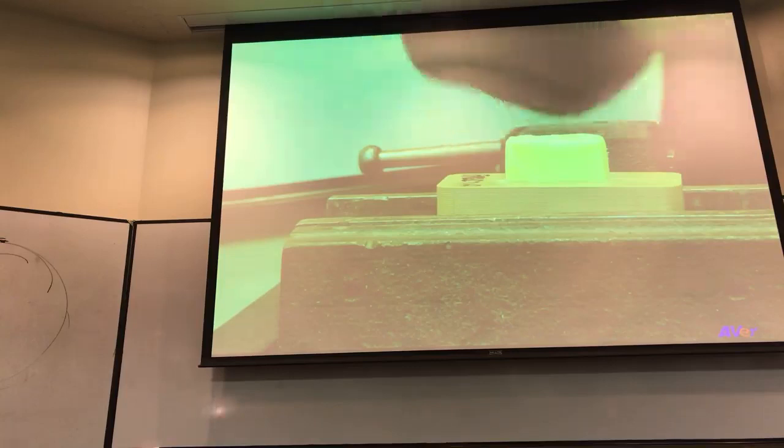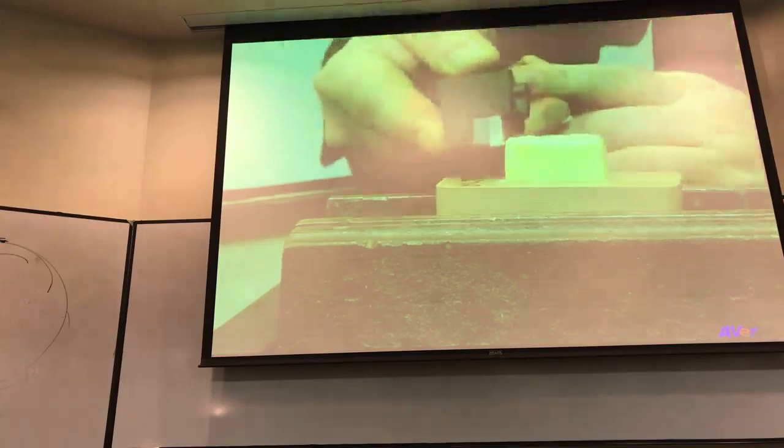Now here it's all one material at different temperatures. This is room temperature. This one just came out of the refrigerator. This one just came out of the freezer. Feed, speed, depth of cut the same.